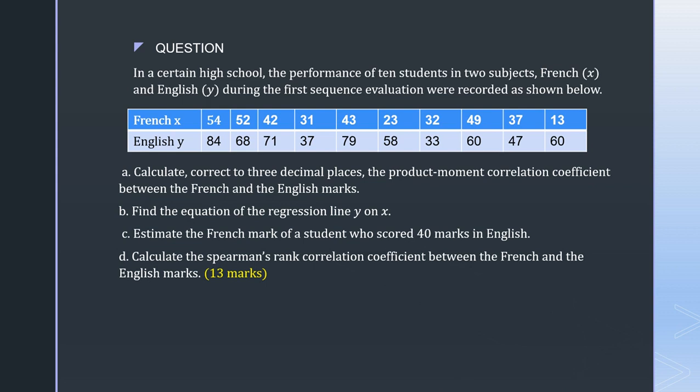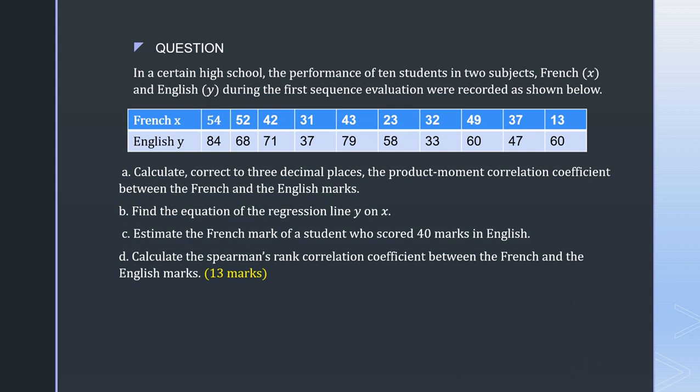Now the question says A. Calculate correct to 3 decimal places the product moment correlation coefficient between the French and the English marks. B. The equation of the regression line y on x. C. Estimate the French mark of a student who scored 40 marks in English. And D. Calculate the Spearman rank correlation coefficient between the French and the English marks. So the total is 13 marks.